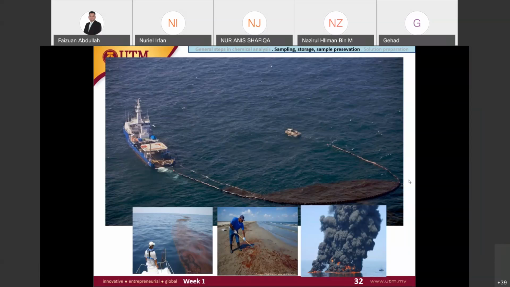We combine and make a cone. Okay, cone and quarter method, all right? And then we combine all the samples, okay? And then we do the cone and quarter method. Remember the cone and quarter method, guys? Yes. Good.